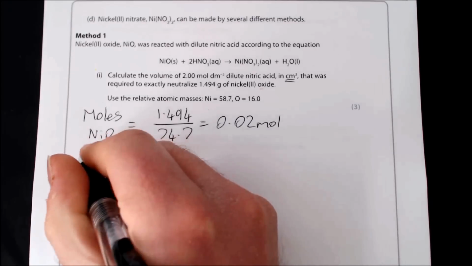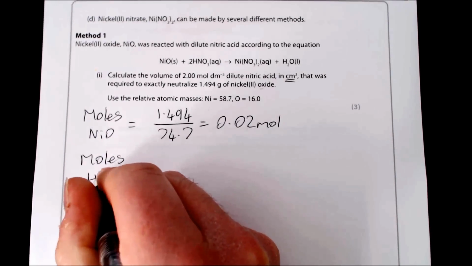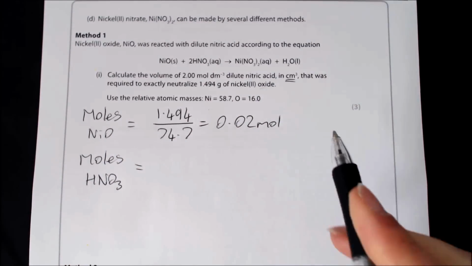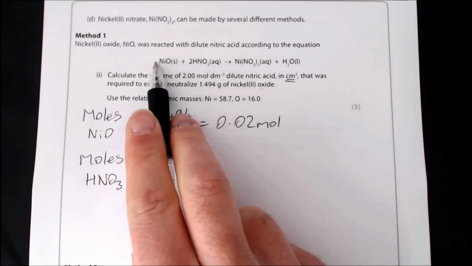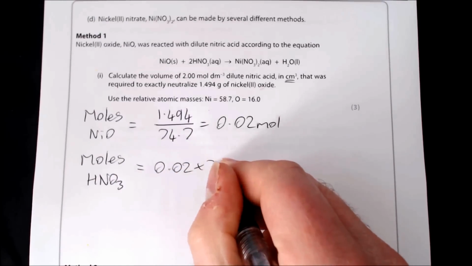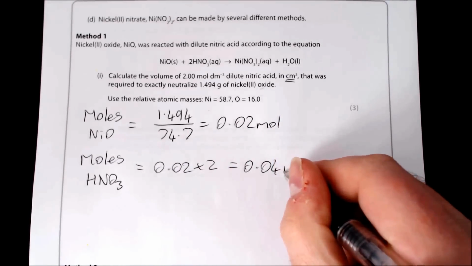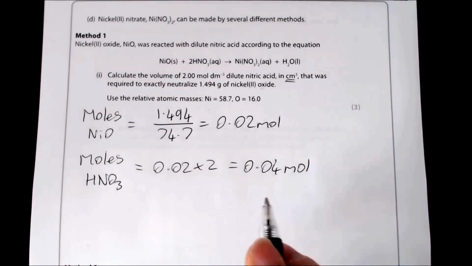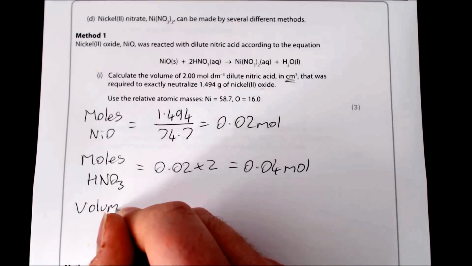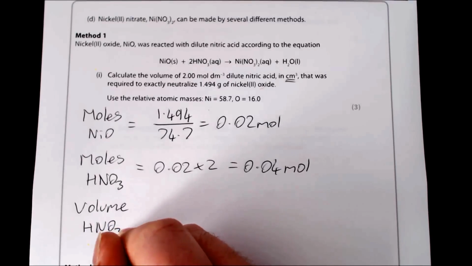Okay. Then we need to work out the number of moles of nitric acid. Now you can see here, let's just write this down. Moles of HNO3. Okay, so the moles of nitric acid is going to be the number of moles here times by 2, because we've got a 1 to 2 ratio there. So this is going to be 0.02 times by 2, and that's going to get us 0.04 moles. And now we know the number of moles, we can then work out the volume of nitric acid, HNO3.